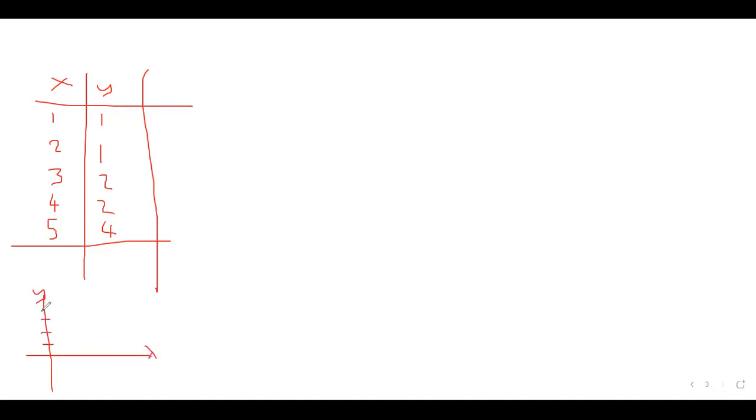1, 2, 3, 4, 5. 1, 2, 3, 4, 5. This is 0. So 1, 1, you can put your dot there. 2, 1.